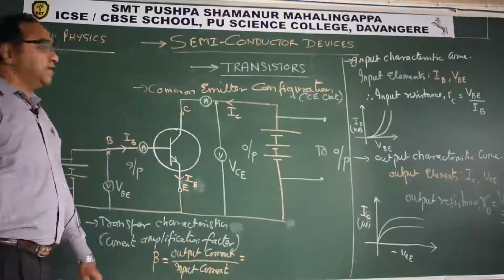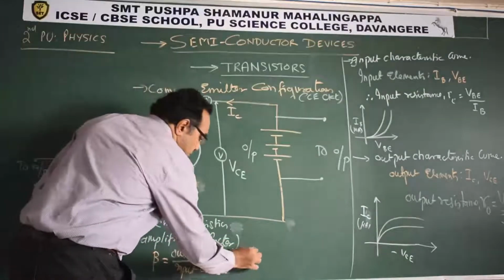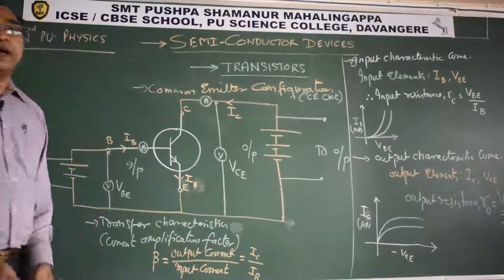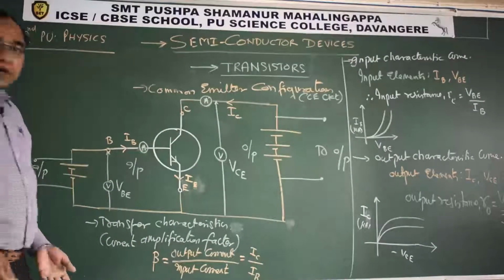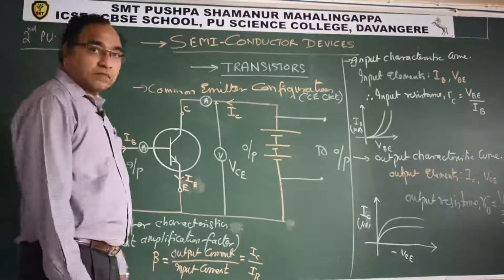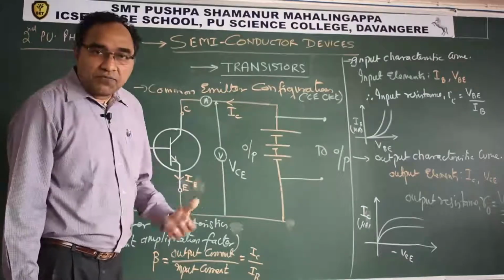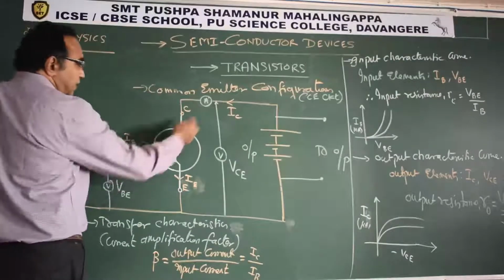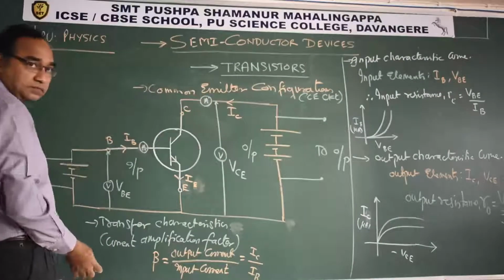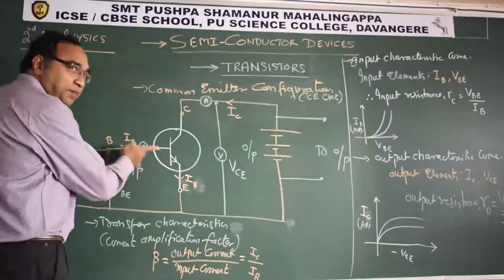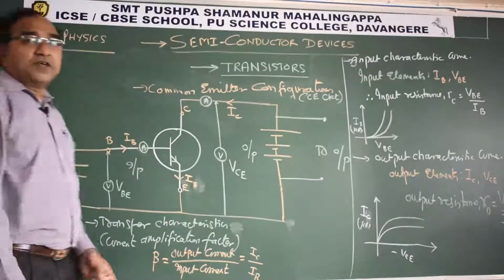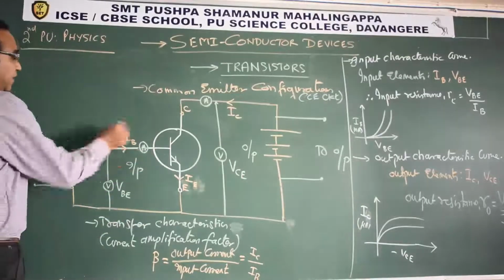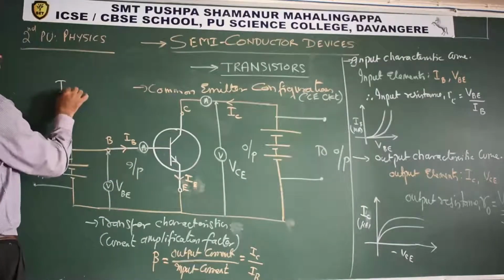Output current here is IC. Input current is IB. So beta is IC by IB. Got it? One more thing. Apply Kirchhoff law here. What will you get? IC is approaching, IB is approaching. The current law says the sum of the approaching currents is equal to the sum of the currents going away.